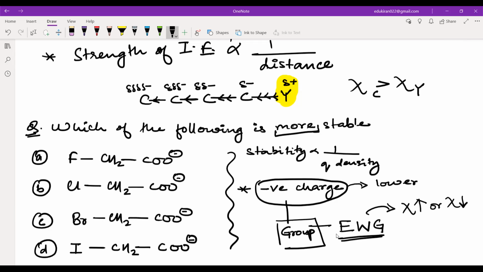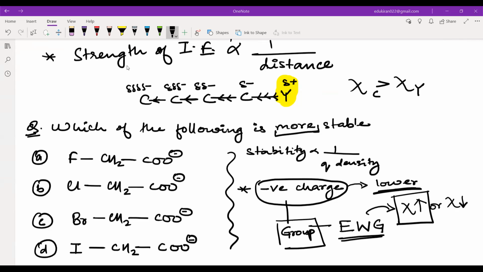Attract electrons towards itself. Okay, and what do you need to do here? If you want to lower the negative charge, then you want to attract the electron, yes or no? Yes. If you want to attract the electron towards the group, then you need to have higher electronegativity. Yes, you should have higher electronegativity.